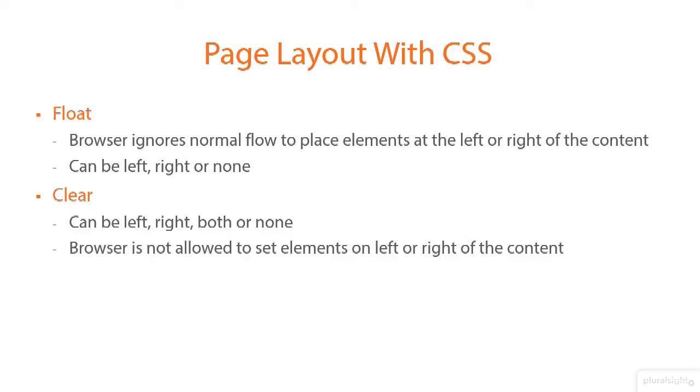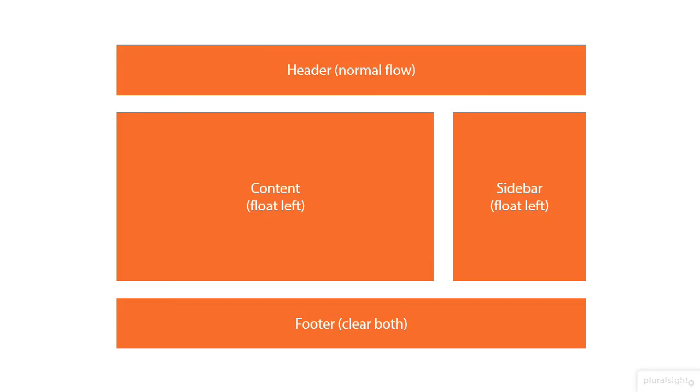Next to float, we can also use the clear. When we want to make sure that an element that follows a floating element sits below the floats, we can use the clear property. When using the clear value, we make sure that the element won't have others on its left or right side. Let me show you this in a small example.